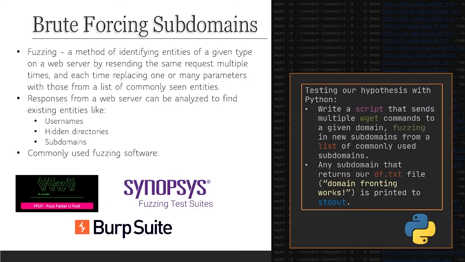For our purposes, as you can kind of see in the background here, we will be writing a script that sends multiple wget commands to a given domain, fuzzing in new subdomains from a list of commonly used subdomains. Any subdomain that returns our df.txt file, domain fronting works, is printed to standard out as a known working domain fronting proxy.